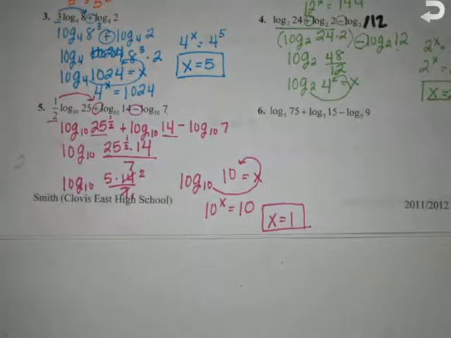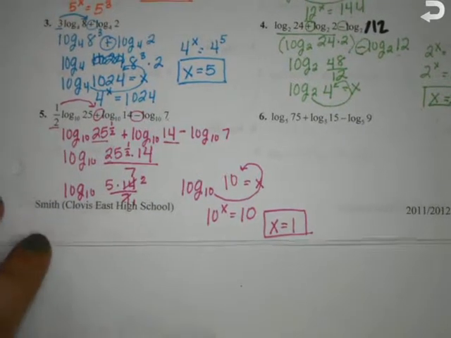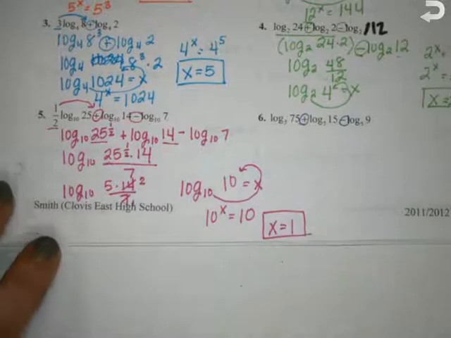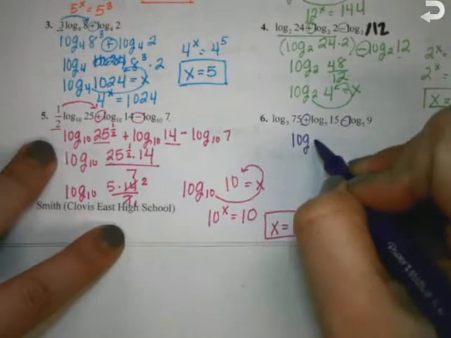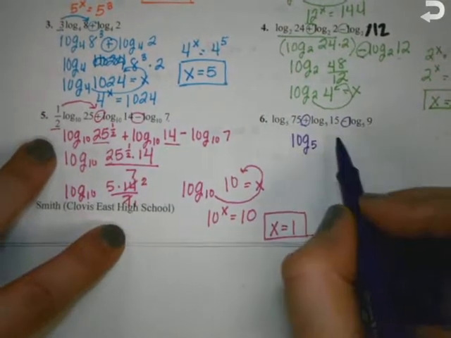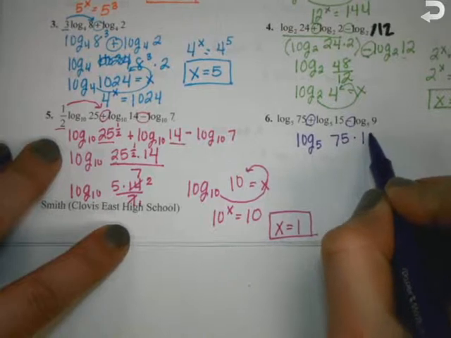Last one. Let's use purple this time. I do not have any power rule here. It's all product and quotient. So, let's just put it all together. So, that's going to be log base 5 of 75 times 15. All of that divided by 9.